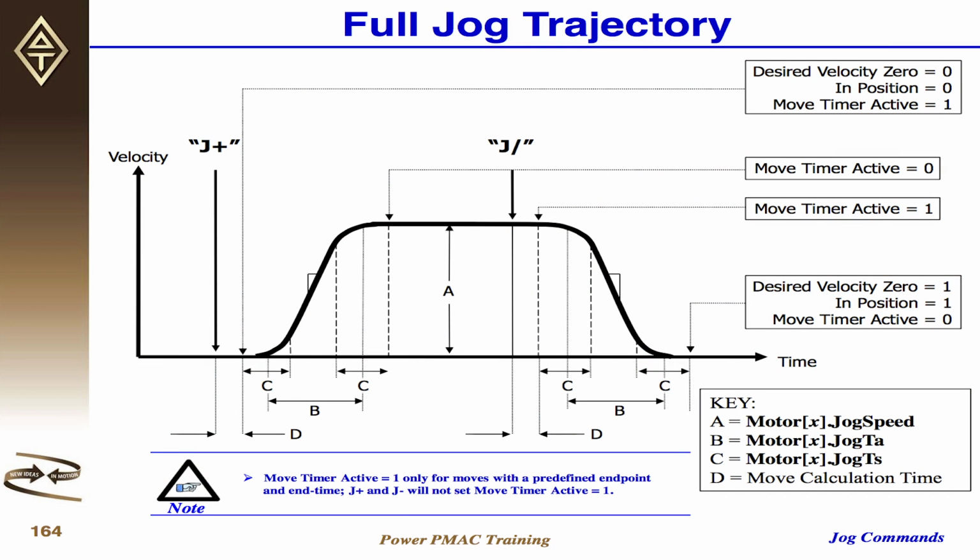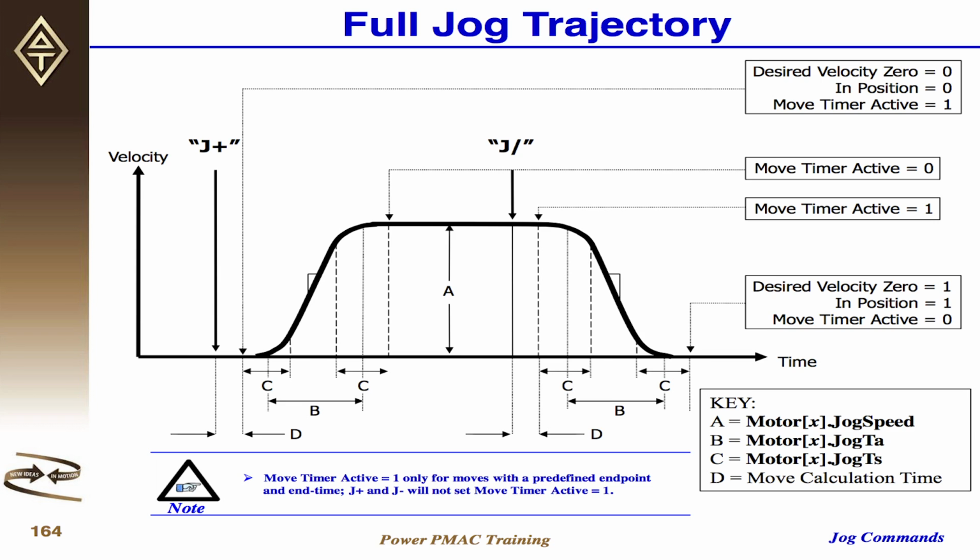To look at the entire move, in this case, we're issuing a J+ command followed by a J/ command. I'm going to use the mouse for this rather than walking across the whole thing. The first thing you'll notice is that when you issue the J+ command, there is some slight delay, just move calculation time. The command has to go through the PMAC. That is minimal. I can't tell you the exact value of it. It depends on clock speeds and a bunch of other things, but it's minimal enough that it can be ignored in most practical applications. As soon as PMAC processes that J+ command, it immediately enters a jog TS period as it enters the S-curve to begin accelerating the motor.